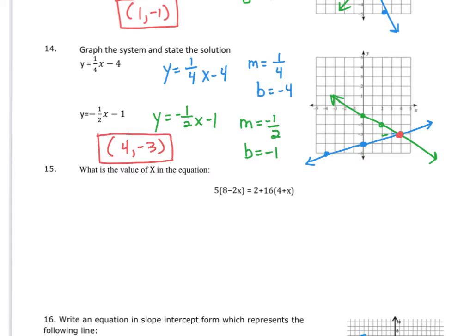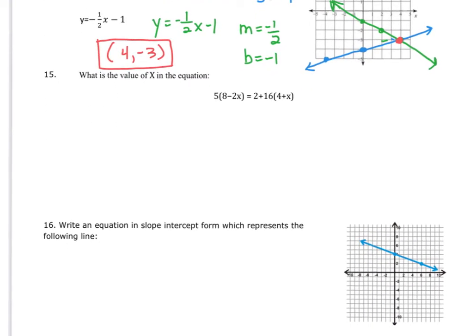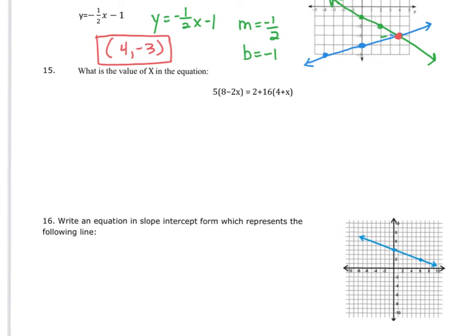Okay, so pretty straightforward. Same thing we've been doing. These problems already have your equations in slope-intercept form, so it's fairly easy. Now this next problem, number 15, is just solving for x. We just have some distribution here and some combining like terms. This is something we haven't seen in a while, but you should know how to do this. On this left side, I'm going to distribute that 5.